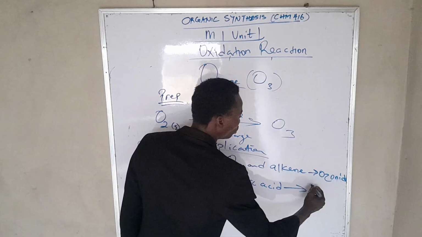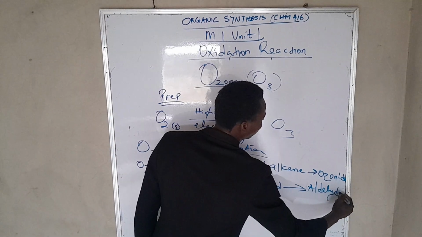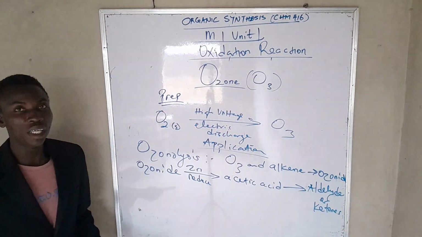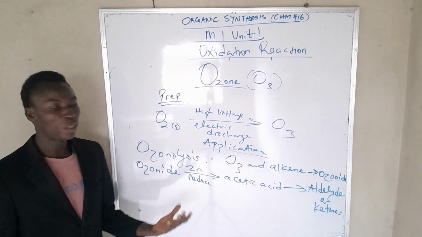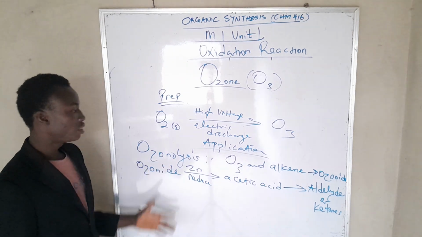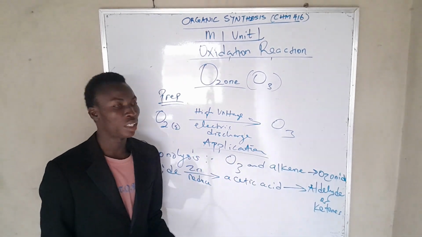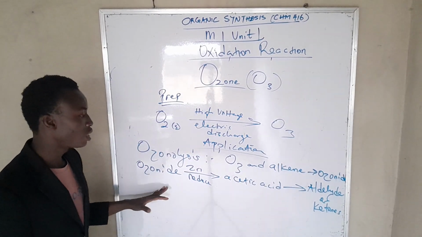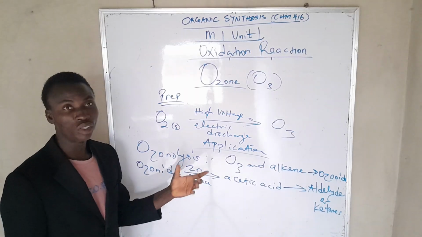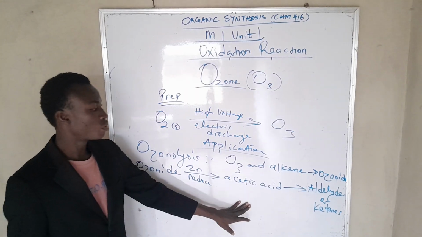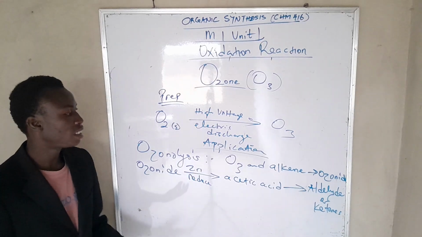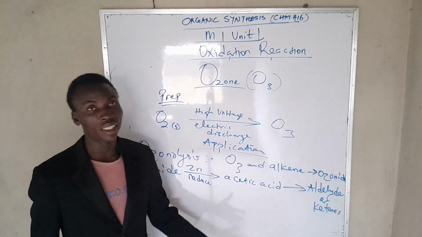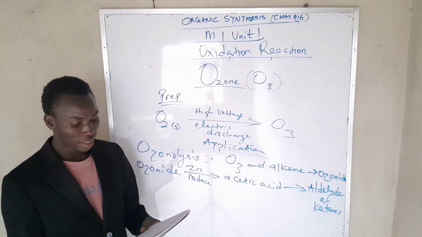So the further reaction produces what we call aldehyde, or ketones. That is what you have there. Please, if they ask you to define or explain ozonolysis, it is a process whereby ozone reacts with alkene to yield ozonide. The further reaction of the ozonide with zinc metal reduces it, and eventually produces the aldehyde that is needed there. So you can see the shape of the reaction as it is here right now.